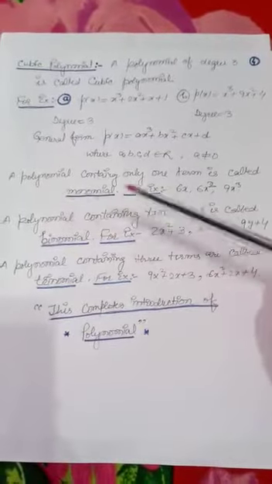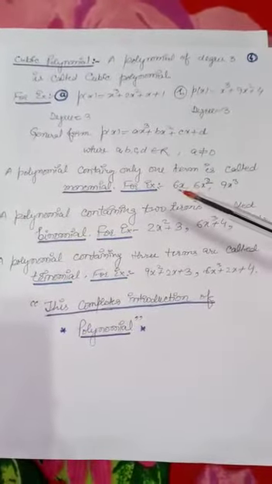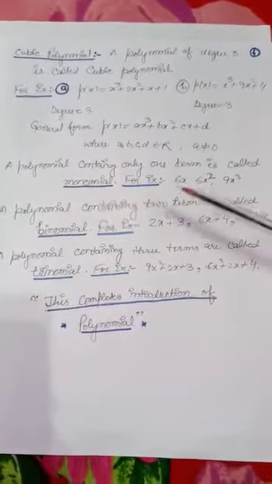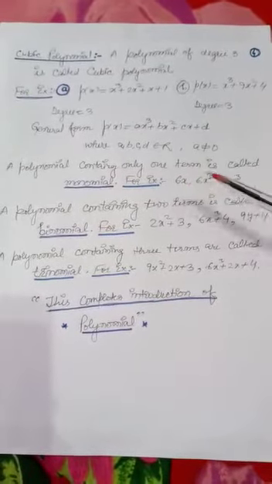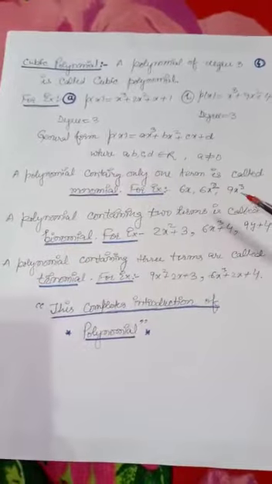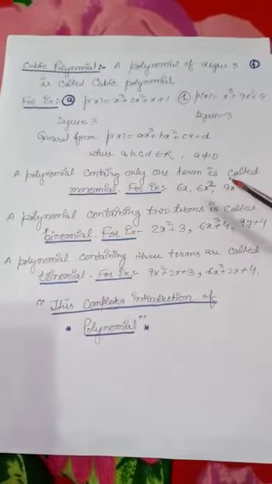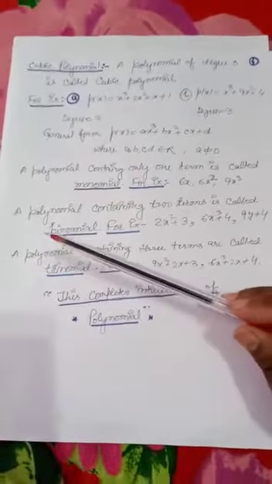ऐसी पोलिनोमियल जिसमें सिर्फ एक ही टर्म हो उसको आप कहते हैं मोनोमियल। जैसे 6x, there is only one term, 6x square, there is only one term, 9x cube, there is only one term, so we call it a monomial. A polynomial containing two terms is called a binomial.